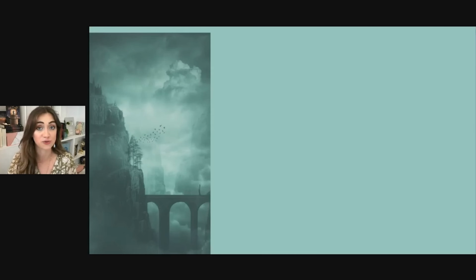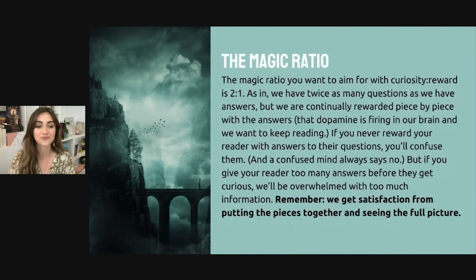And you've probably heard me talk about this before. I talked about it in my flashback live training with revealing questions and answers. What I've found as a reader is that the magic ratio for the curiosity reward is like 2 to 1, as in we have twice as many questions as we have answers, but we are continually rewarded piece by piece with answers, so that dopamine is still firing in our brain and we want to keep reading. But if you never reward your reader with answers to their questions, you'll confuse the heck out of them, right? And a confused mind always says no. Closes the book, puts it back on the shelf.